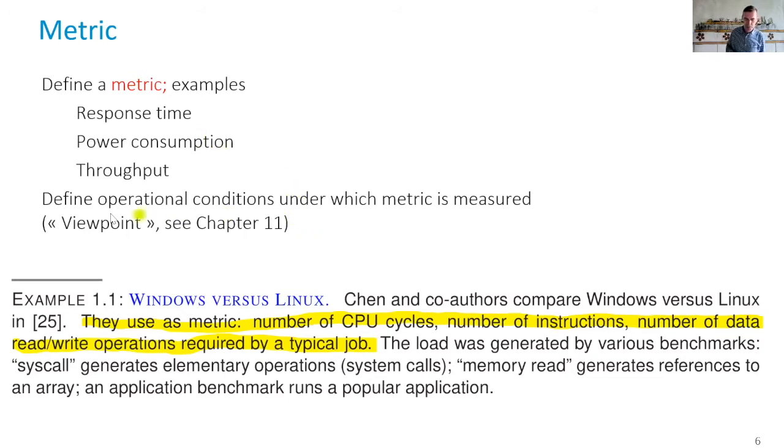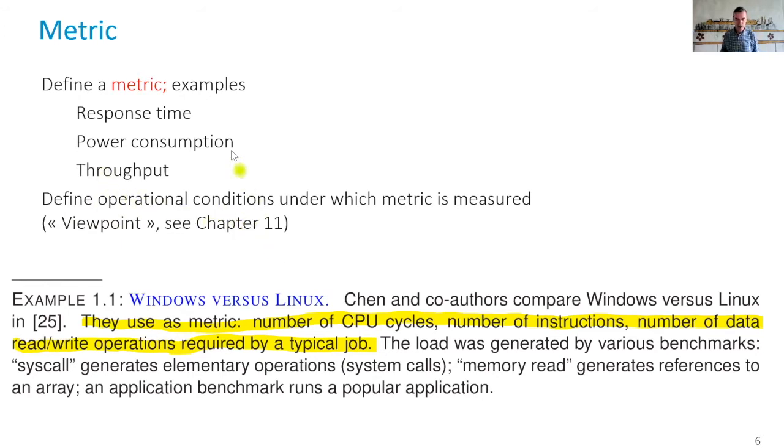We will see in one of the chapters of the course that defining a metric can be done relatively easily once we understand the system, but we need to be careful about one little aspect, which is the operational conditions under which the metric is measured. This is called the viewpoint. We will see an entire chapter on this. Depending on how you measure and define it, you may have metrics that make sense or that are misleading. So it will be important to understand those to give the correct operational viewpoint. We'll talk about this in detail later.